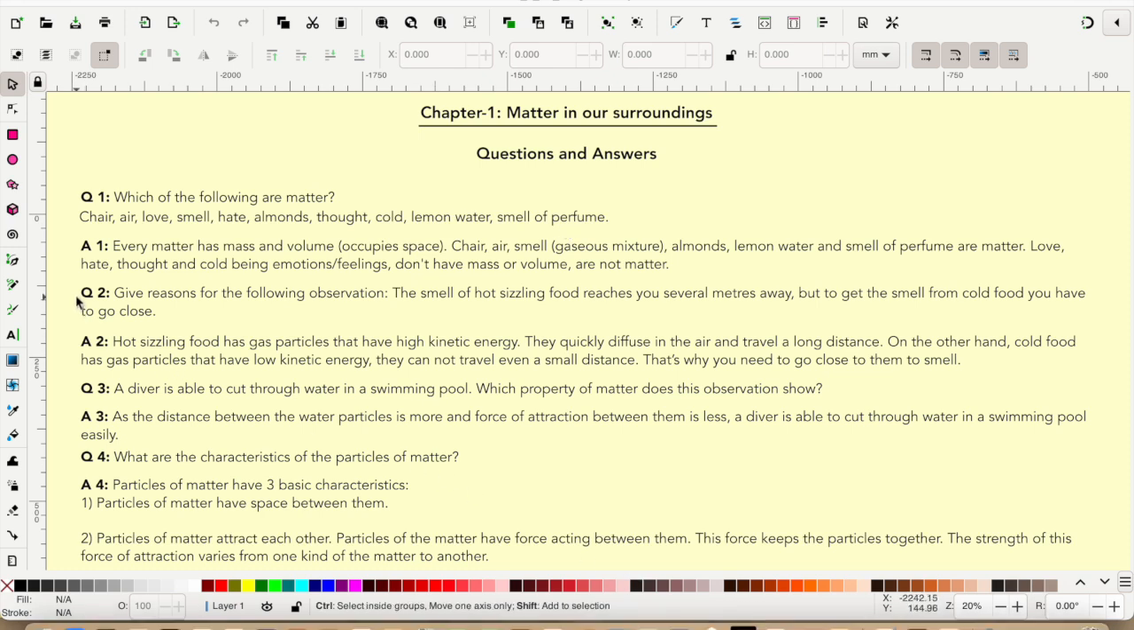Second question is, give reasons for the following observation. The smell of hot sizzling food reaches you several meters away, but to get the smell from cold food, you have to go close. The answer is hot sizzling food has gas particles that have high kinetic energy. They quickly diffuse in the air and travel a long distance. On the other hand, cold food has gas particles that have low kinetic energy. They cannot travel even a small distance. That's why you need to go close to them to smell.